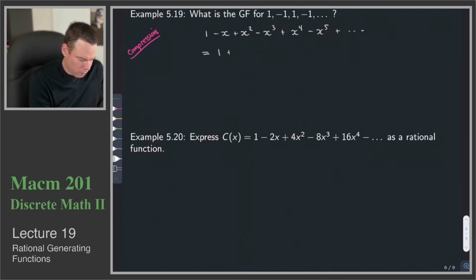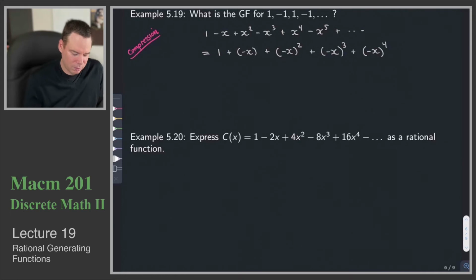But then I can recognize that this is 1 plus, and then I'll just group together the negative with the x. It's 1 plus negative x plus x squared, which is the same as negative x squared. Negative x cubed, well, maybe I should say it this way: negative of x cubed is the same thing as negative x all cubed. X to the 4th is the same as negative x to the 4th. So in other words, when I take a negative and raise it to an even power, it becomes 1, but if I raise it to an odd power, it becomes negative 1. That's all I'm using here. And then that's negative x to the 5th, and so on.